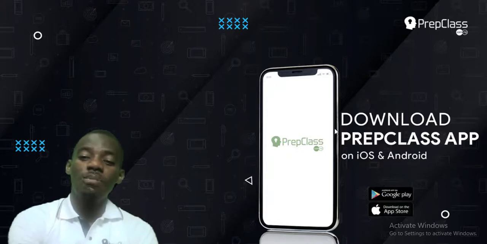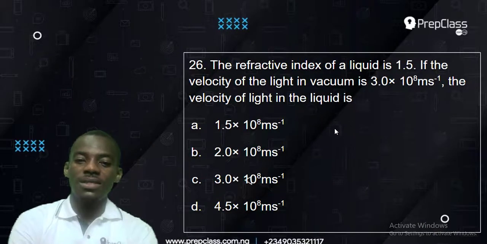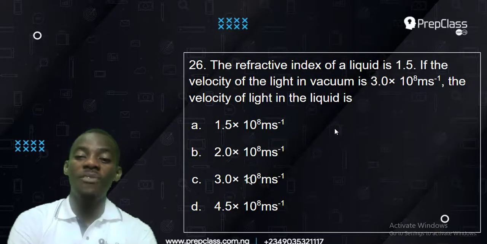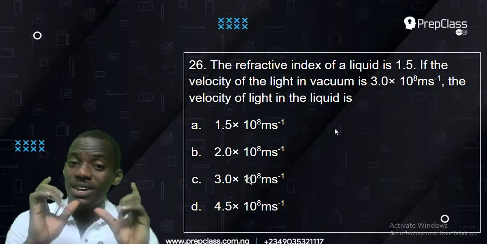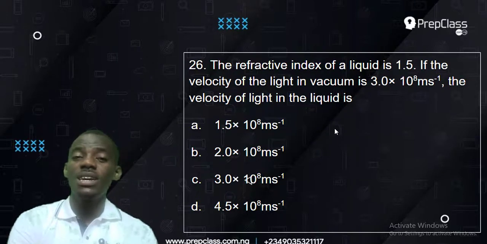Now let's get to check out number 26. This one says the refractive index of a liquid is 1.5, if the velocity of the light in vacuum is 3.0 times 10 to the power 8 meters per second. The velocity of light in the liquid is what? Now this question is simply a question on refraction. Do you remember anything on refraction?